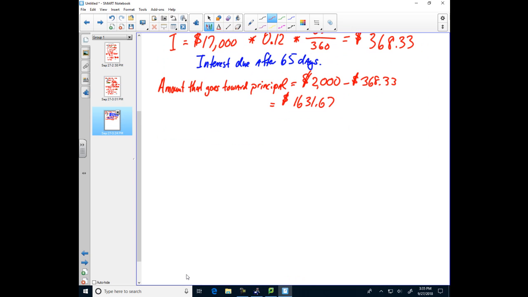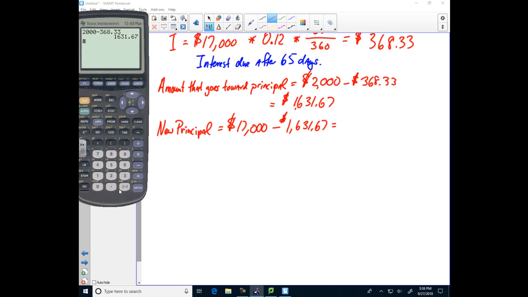So the new principal is going to be the $17,000 he originally borrowed minus $1,631.67. So 17,000 minus 1,631.67 is $15,368.33. All right, everybody see where that came from?